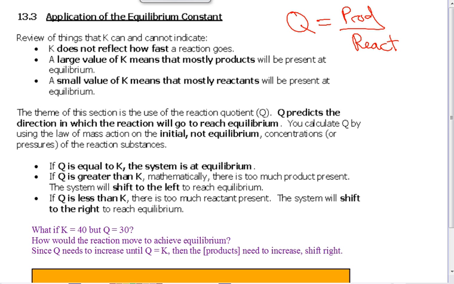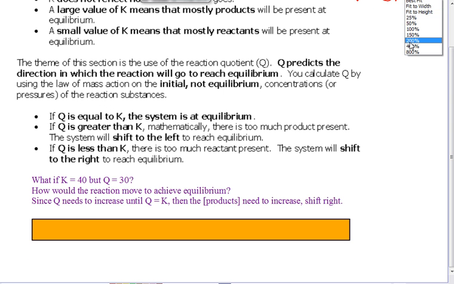So the book talks about comparing the Q and K. I usually just think of it from a math perspective. Let's look at this example down here at the bottom.